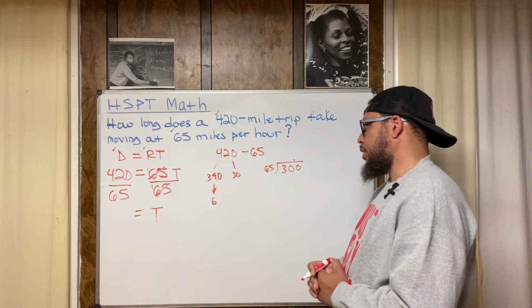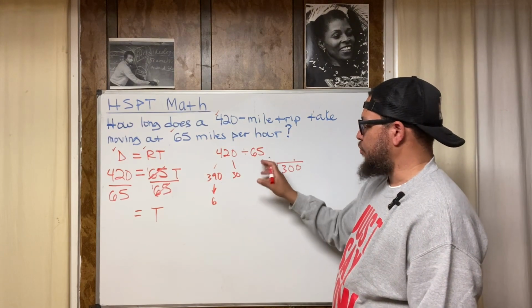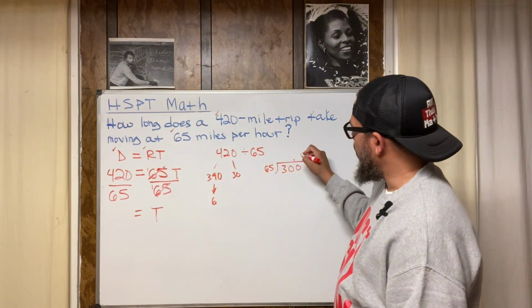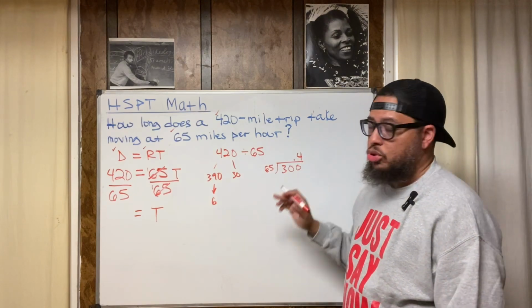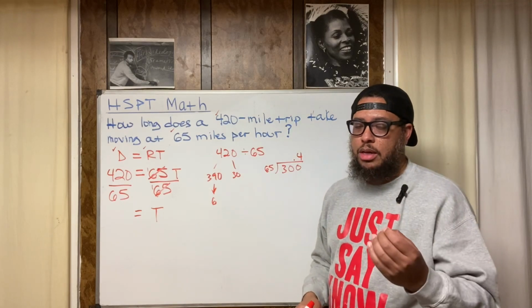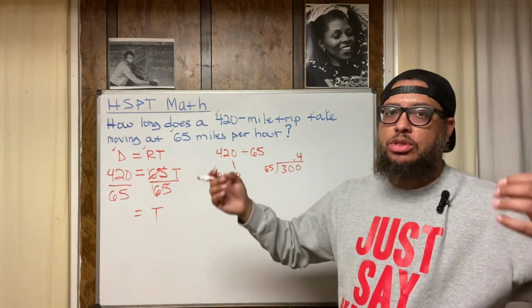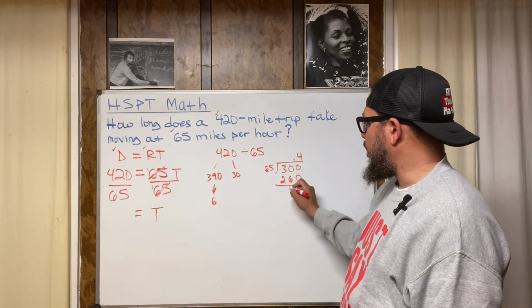I know 6 would be 390, so that's too many. 5 is still too many because 5 is over 300. It's going to be 4, right? 65 times 4 is going to be 260, because 60 times 4 is 240 and 5 times 4 is 20. Put the 240 with the 20, you get 260. So then you write 260 right here, right?